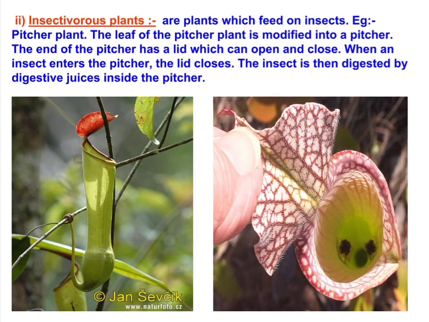Our next is insectivorous plants. Insectivorous plants are plants which feed on insects. Example, pitcher plant. The leaf of the pitcher plant is modified into a pitcher. The end of the pitcher has a lid which can open and close. When an insect enters the plant, the lid closes. The insect is then digested by the digestive juices inside the pitcher.